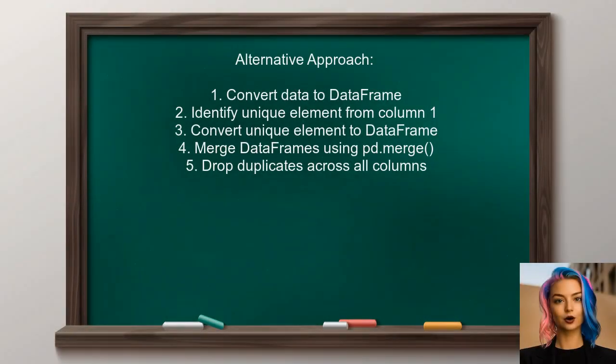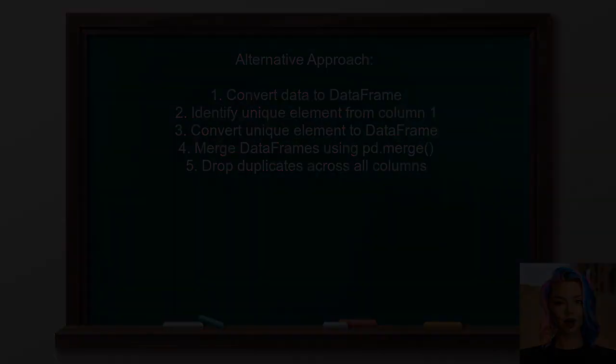An alternative approach provided by another user involves a series of simple steps to achieve the desired output. First, convert the data into a data frame. Next, identify a unique element from the first column that does not appear in the second column. Then, convert this unique element into a data frame. After that, merge the data frames using the merge function, with the left data frame being the unique element and the right data frame being the main data. Finally, drop any duplicates across all columns.